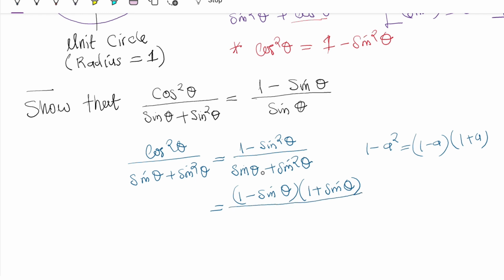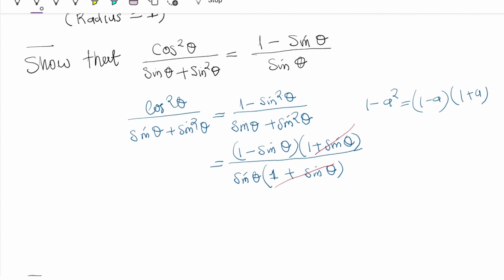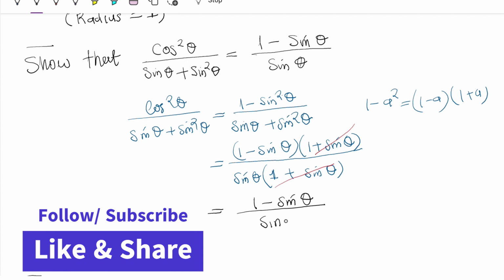But don't forget, I divide by sine theta plus sine squared theta. But remember, sine theta is common, so I can factor out sine theta. And here I remain with 1 plus sine theta. Okay, so you can see that 1 plus sine theta and 1 plus sine theta is common. Therefore, this becomes, in the numerator, I remain with 1 minus sine theta divided by, in the denominator, I remain with sine theta. Okay, so we are done.